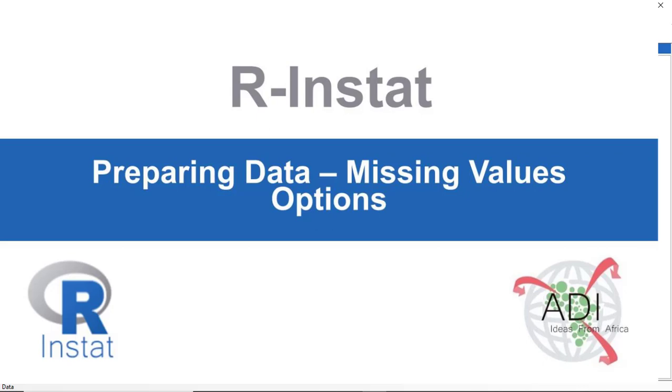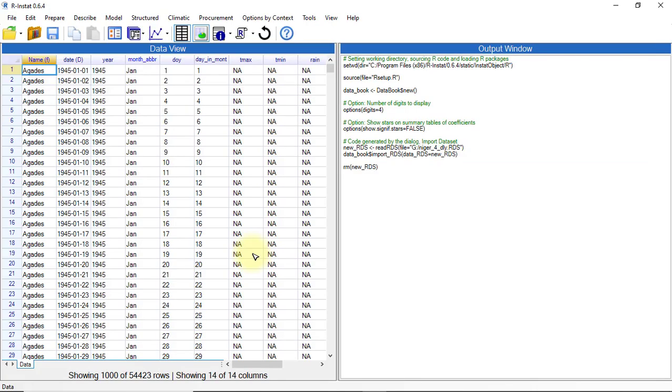This video is on preparing data: missing value options. In this 11th video, we consider how to cope with missing values in the data. We illustrate with data from 4 stations in Niger. The rainfall and temperature data are to be summarized.